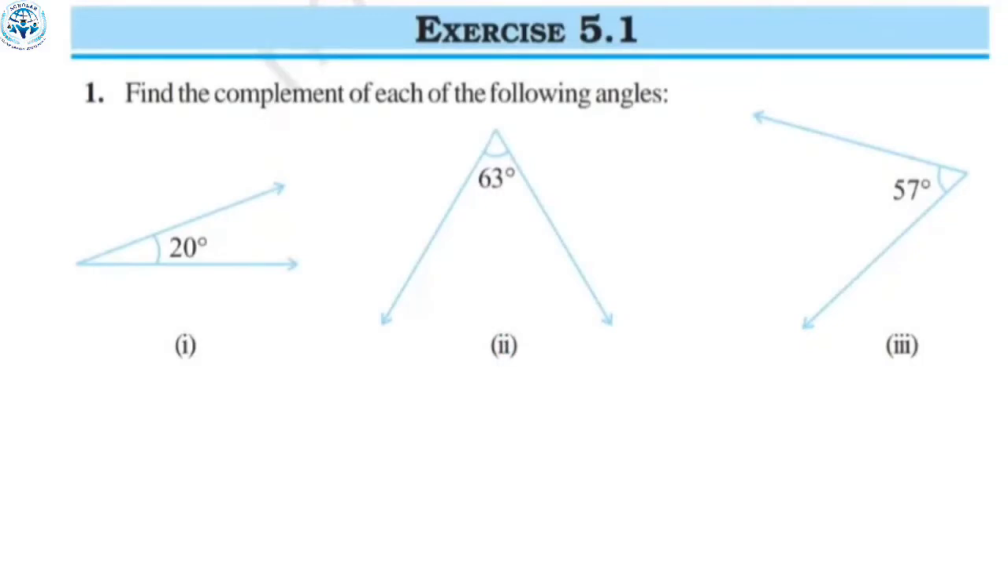The first question of 5.1 exercise is find the complement of each of the following angles. First of all, let's see what are complementary angles. As you already know, complementary angles are those that sum up to 90 degree.